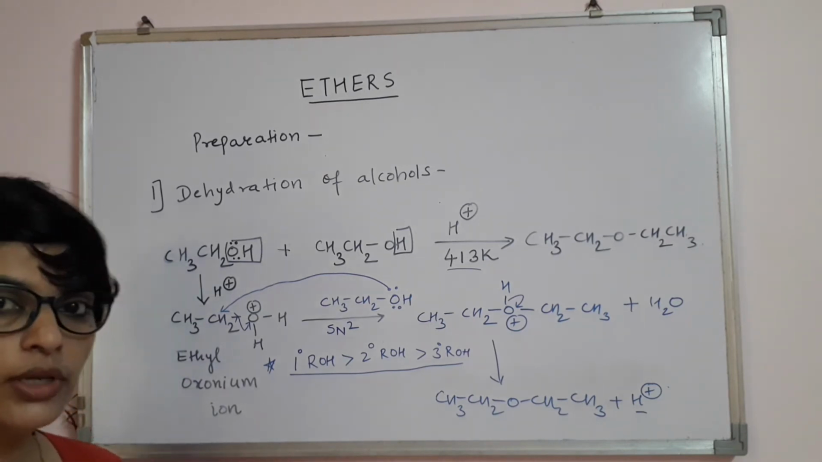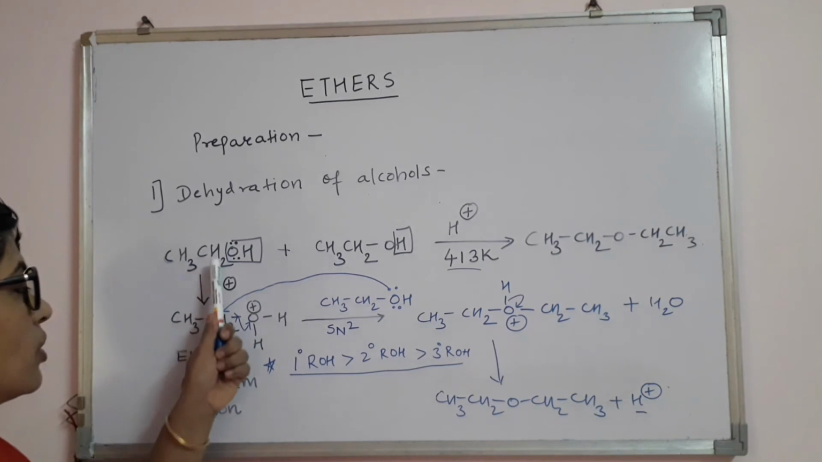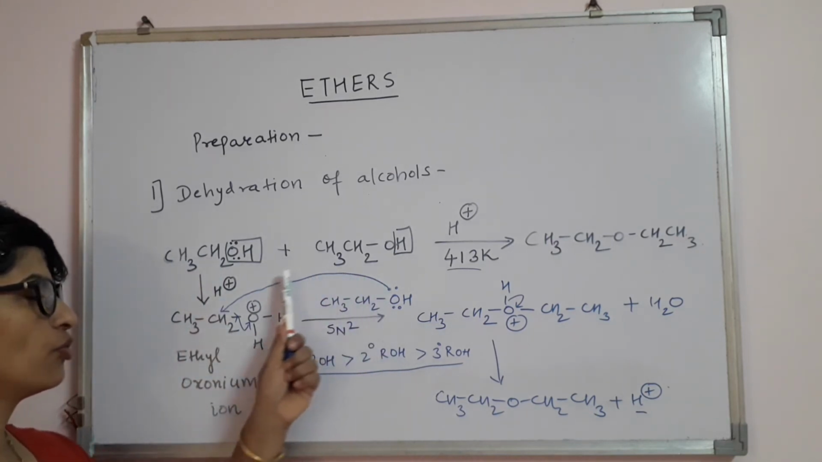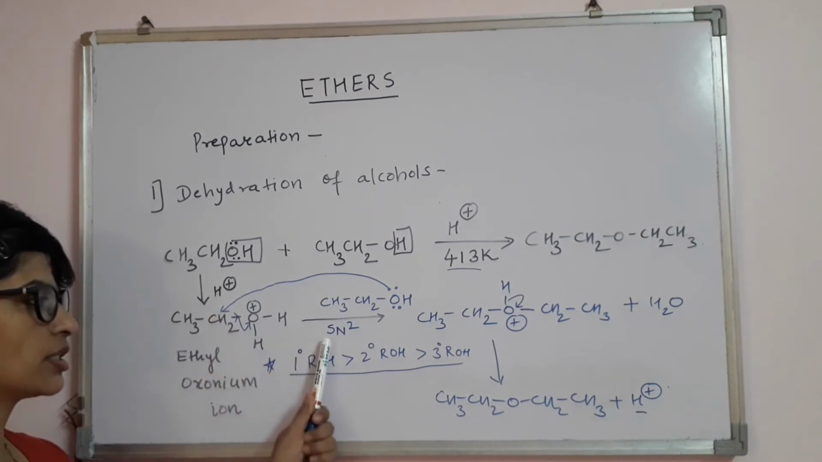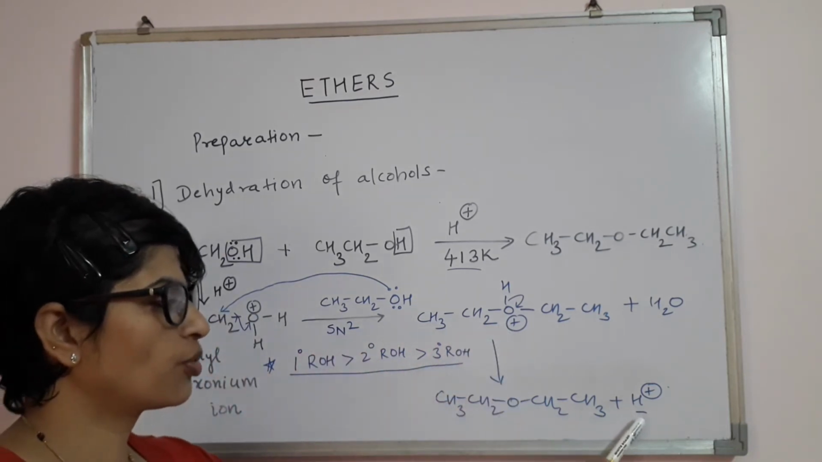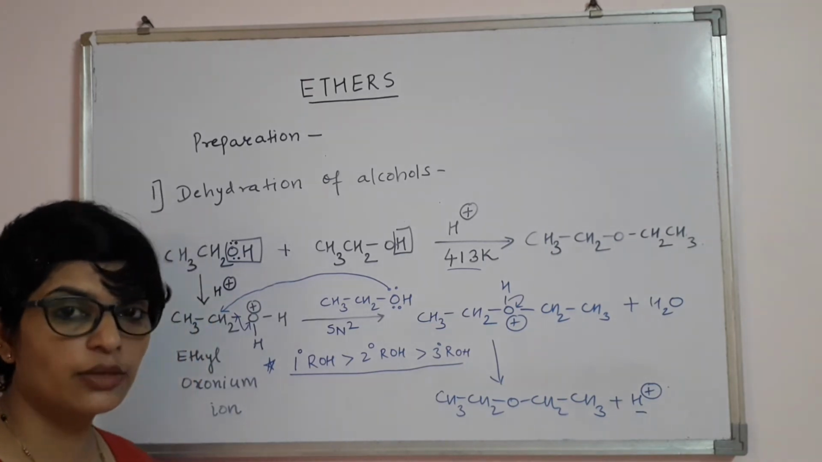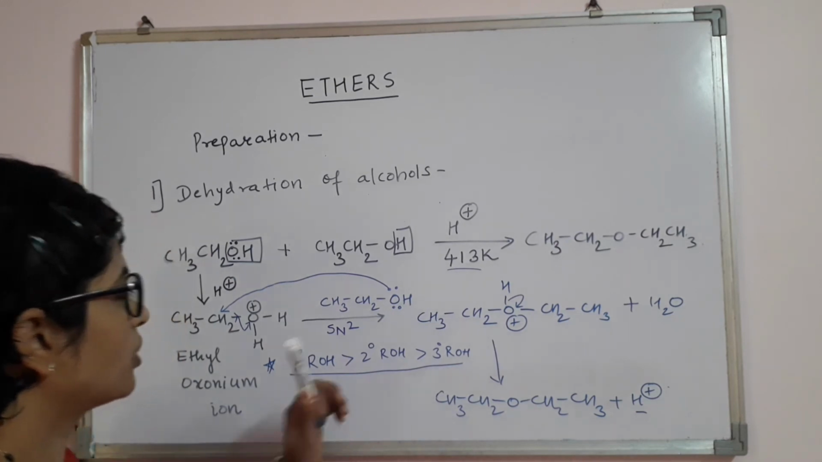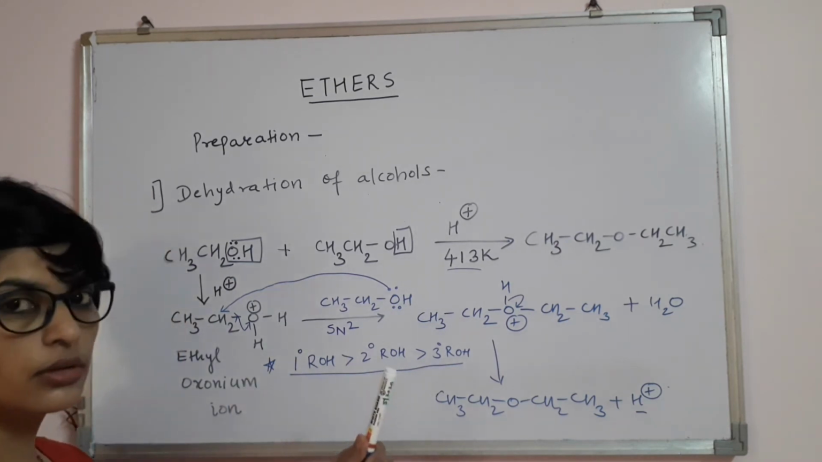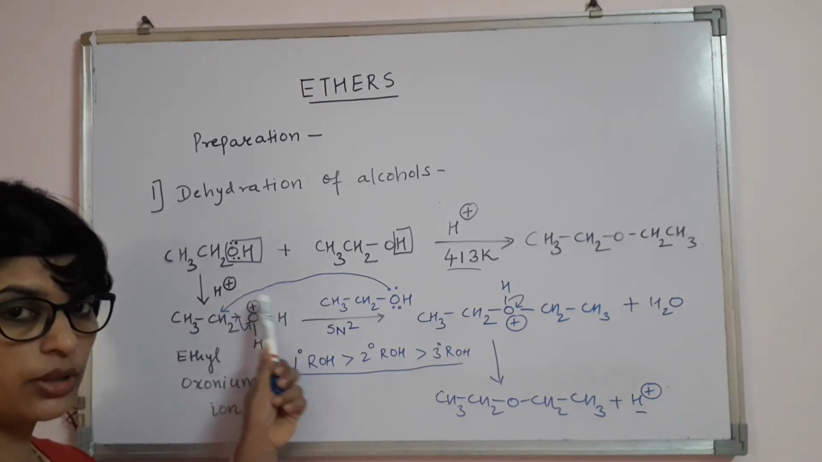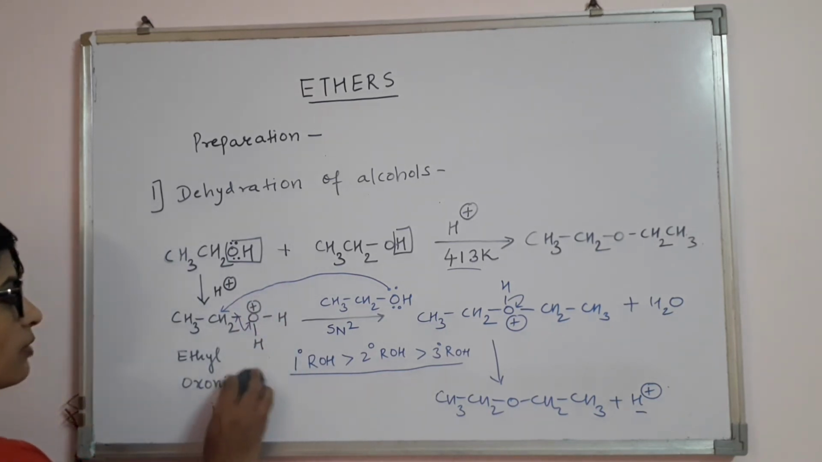Okay, so I will now repeat the steps. First step, protonation of alcohol. The second step is nucleophilic attack, which is an SN2 reaction. The third step is removal of proton, that is nothing but deprotonation. Now what happens if the temperature is too high? If the temperature is too high, then this step will not take place. Then we will have a different step.